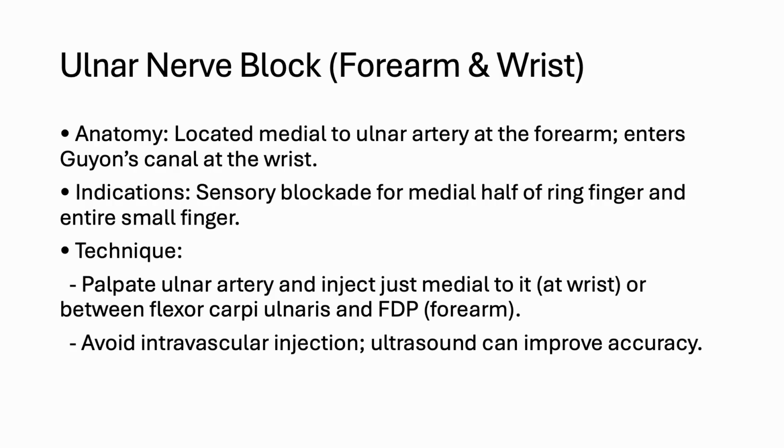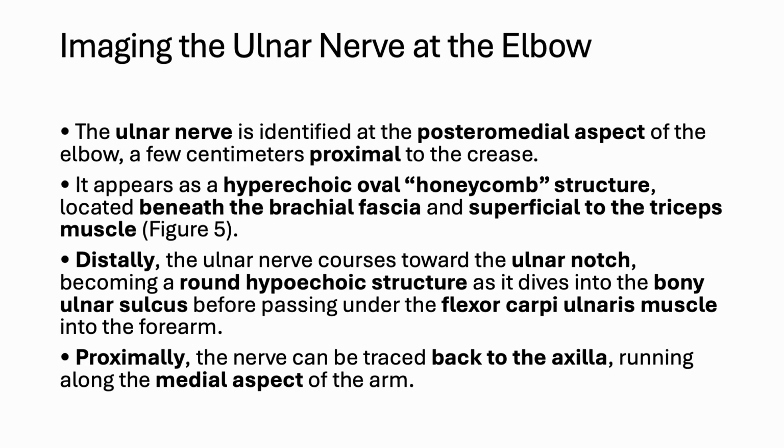The ulnar nerve is located medial to the ulnar artery at the forearm. It enters Guyon's canal at the wrist. We're going to use this for sensory blockade of the medial half of the ring finger and the entire small finger. We're going to palpate the ulnar artery and inject just medial to it at the wrist, or between the flexor carpi ulnaris and the FDP in the forearm. We want to be very careful to avoid intravascular injection. And as always, ultrasound improves our accuracy.